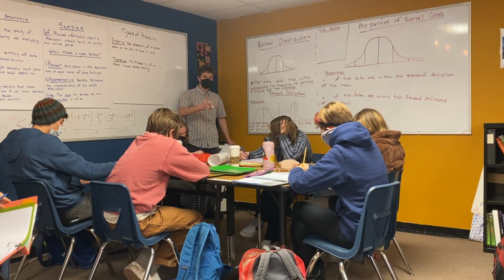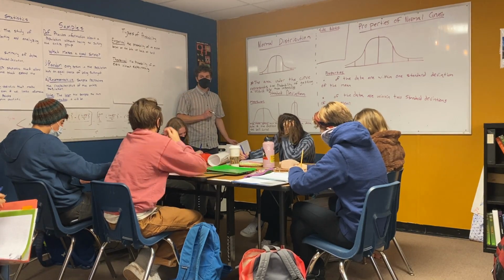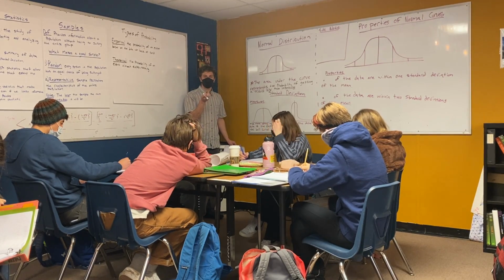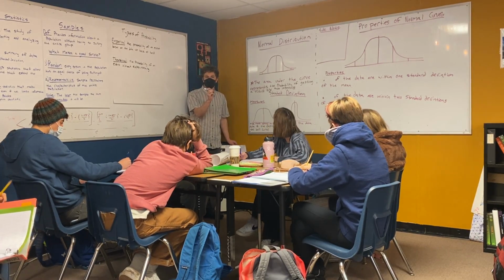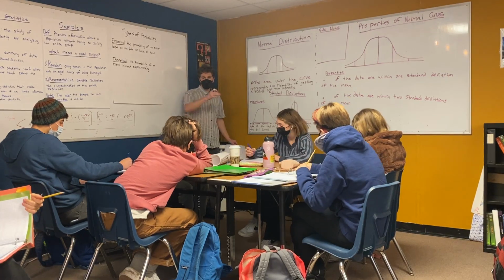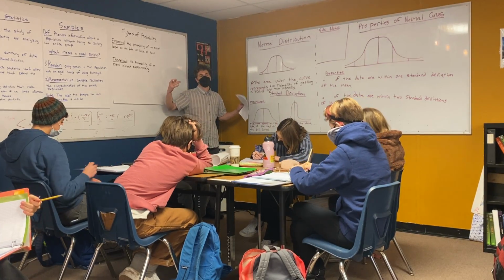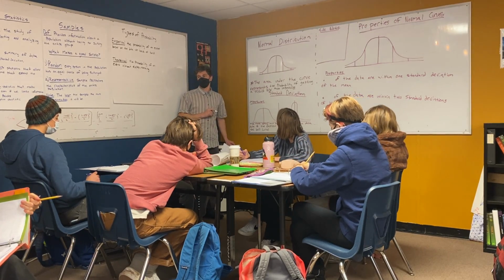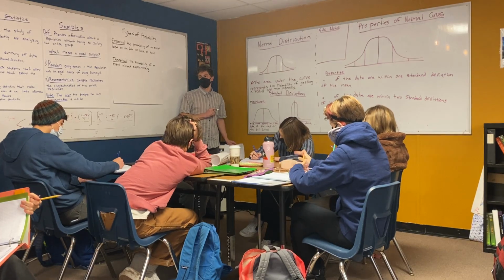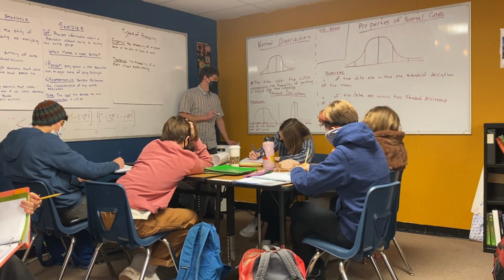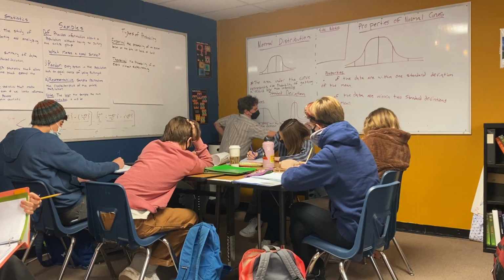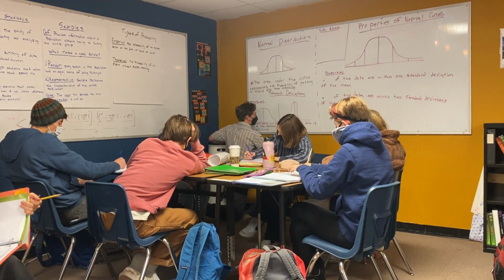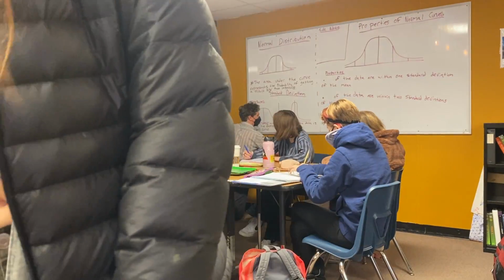What I mean by more widespread is a tight data set means that most of the data values are really close to the mean or the average. A widespread data set is where all the numbers are more varied. They're not all close together. There's more variety in the data. And so the tighter the data is, the thinner the bell curve.